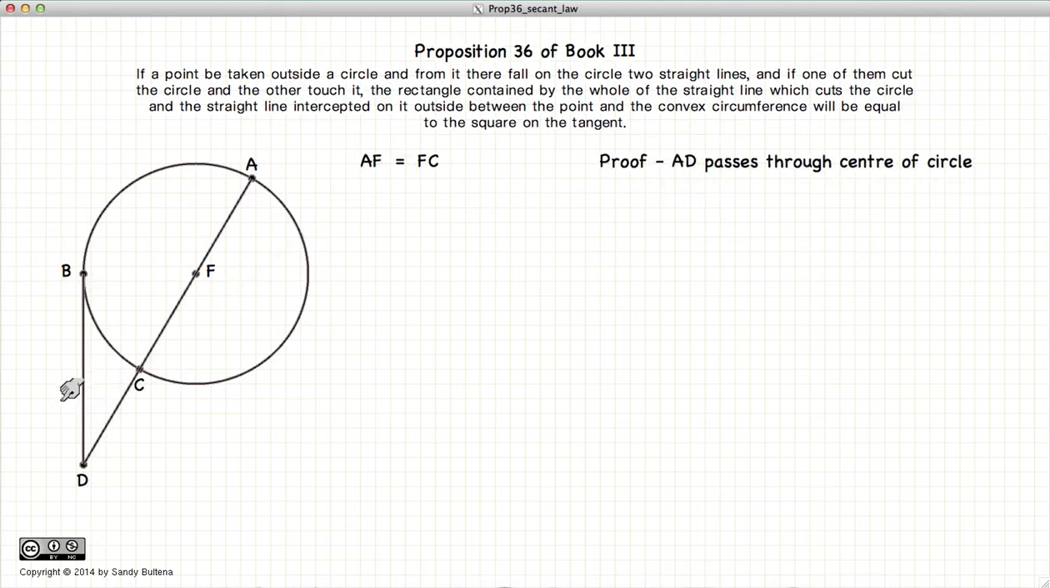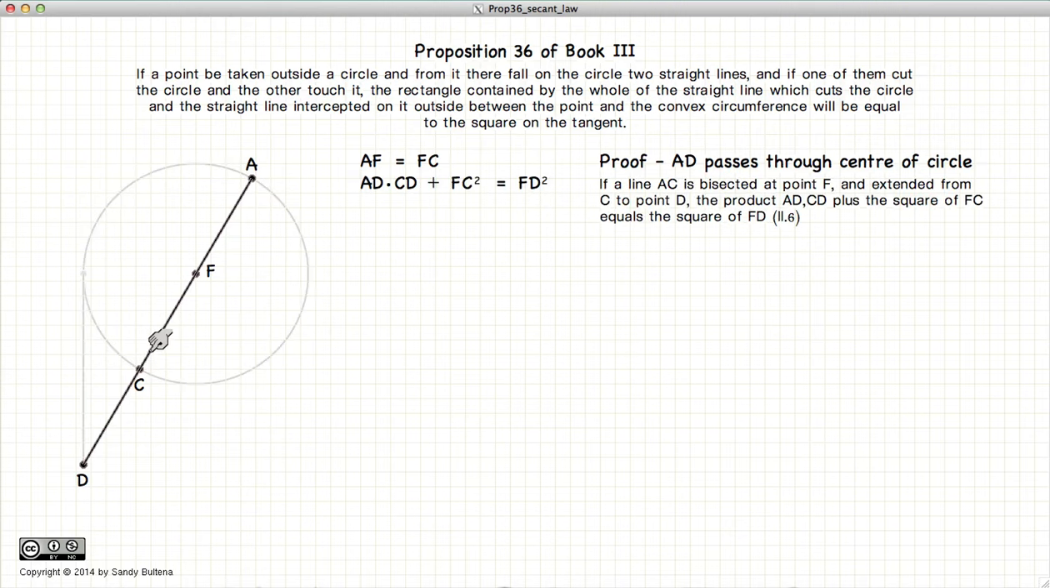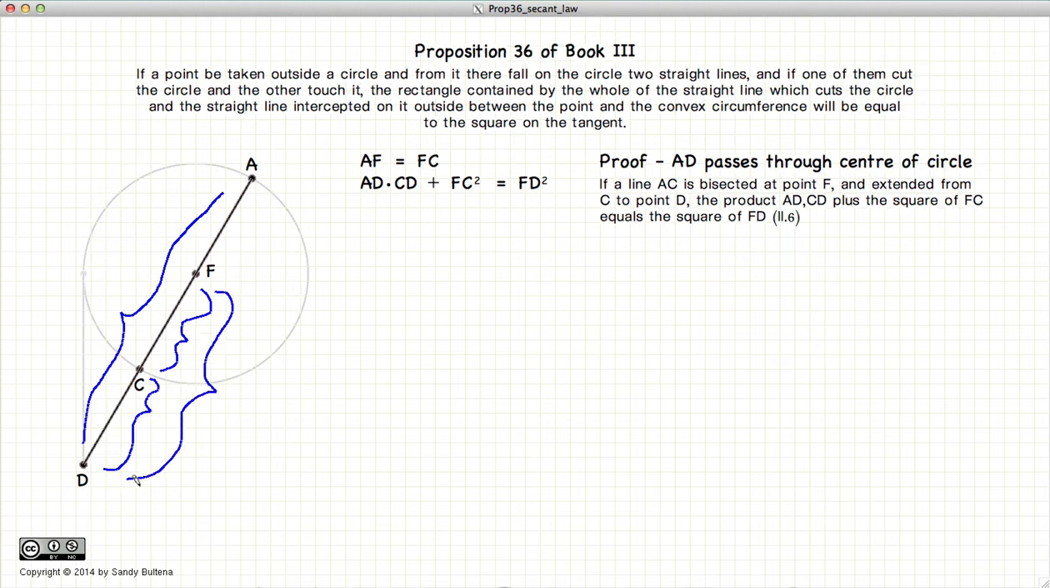So in our first example, we're going to prove this when the line DA passes through the center of the circle F. So we have that AF is equal to FC. We have from Proposition 6 of Book 2 that AD times CD plus FC all squared will be equal to FD all squared.